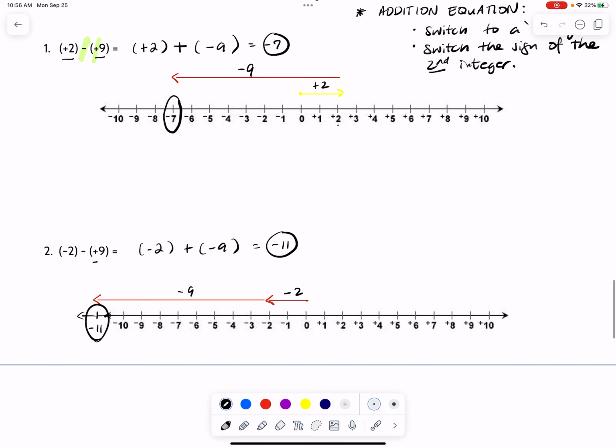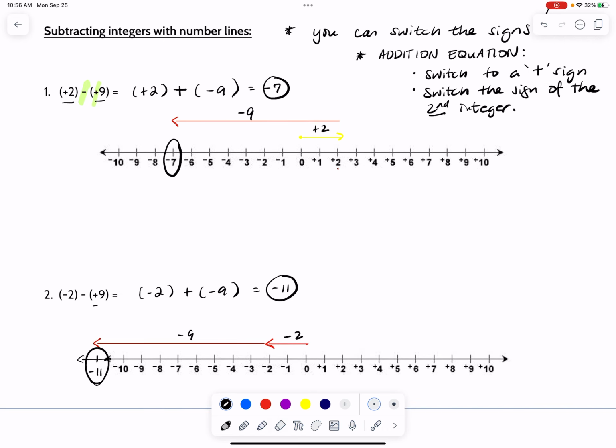All right. So to repeat, you are allowed to switch the signs when you are subtracting with a number line. Only that, and not when you are using tiles. So again, you're going to switch it to a positive or an addition sign, and you are going to switch the sign of the second integer. We did that up here, and we did that down here, where in the second example, negative 2 became negative 2 plus negative 9. You're going to show your work similar to when we did adding with the number lines.